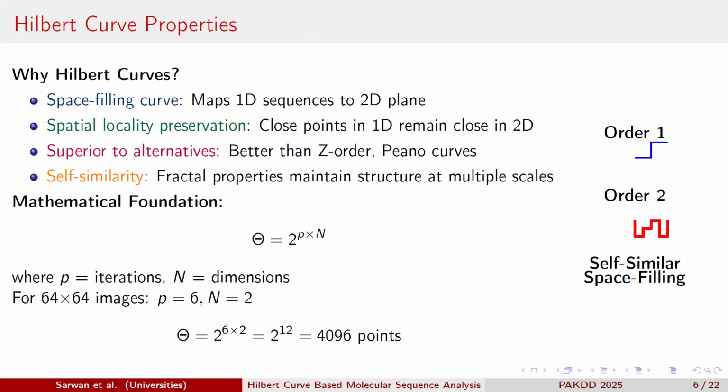The mathematical foundation is elegant. For our 64 by 64 dimensional image, we use 6 iterations with 2 dimensions, giving us 2^12, which is 4096 points, perfect for our image resolution. You can see here how the curve evolves from order 1 to order 2, maintaining its self-similarity and space-filling properties. This mathematical rigor ensures that our transformation is both theoretically sound and practically effective.